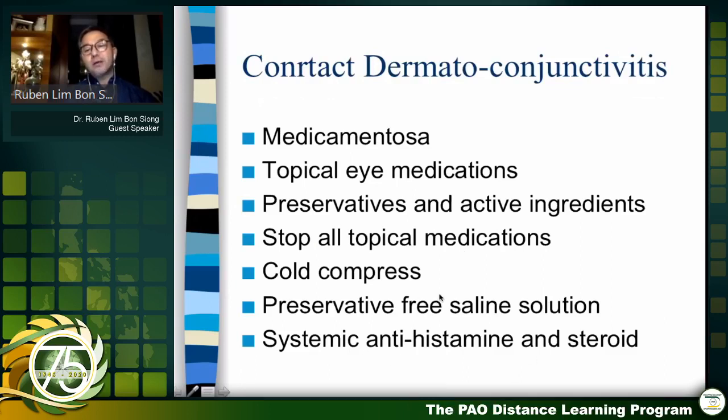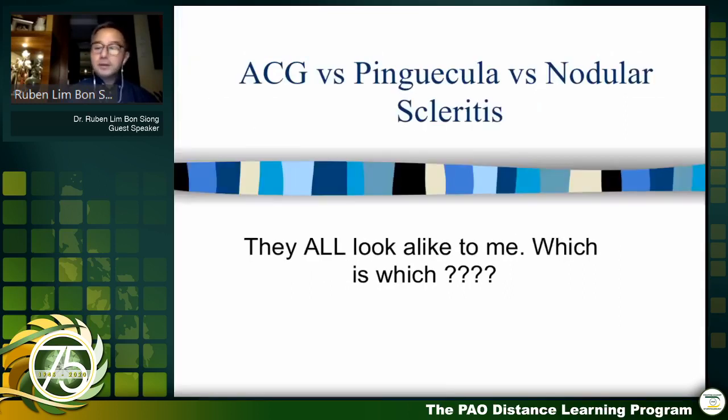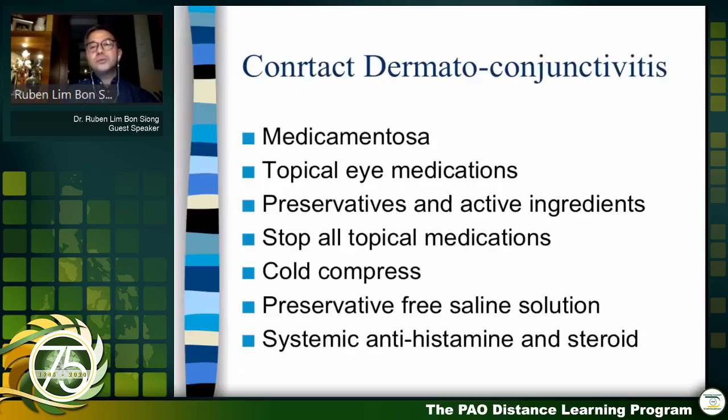Let's say it's a glaucoma patient. Make sure you try to shift everything to preservative-free and add the medications one by one. Because if you start at two or three, you will not even know which one is causing the problem.